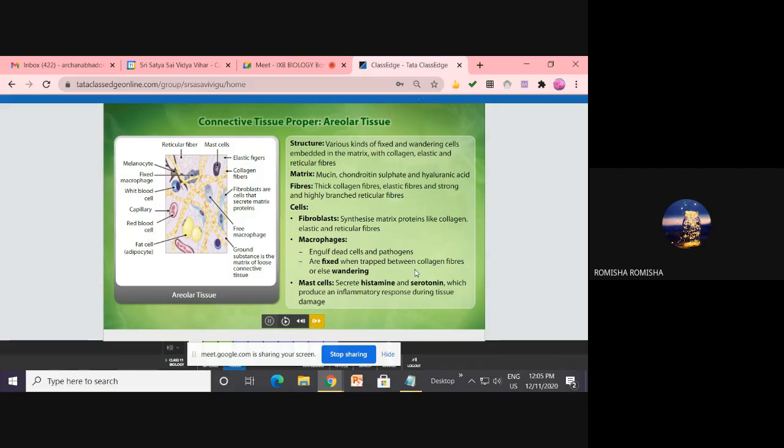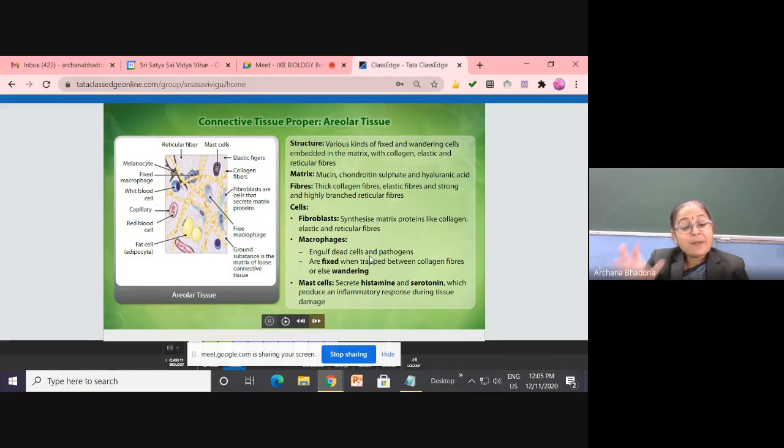Ma'am, can you repeat? They are large amoeboid cells. It means they have a shape like an amoeba, no fixed shape, and they keep wandering in the matrix. They keep moving in the matrix. Like an amoeba moves with the help of pseudopodia, just like that only these macrophages. The word itself is telling, children. Macro means big and phage means to eat. So macrophages are those large amoeboid cells which eat up the pathogens or engulf the pathogens. Engulf means swallow. Engulf the pathogens and the dead cells.